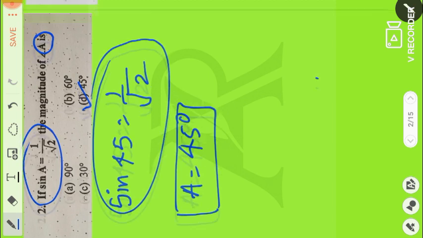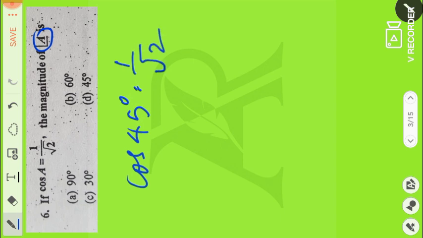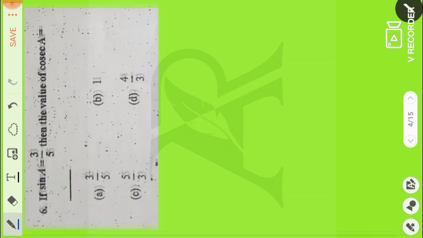Let us see the next question. If cos A equals 1 by root 2, the magnitude of angle A is. We need to find angle A. By the table, once you have memorized, you can directly write that cos 45 degree is equal to 1 by root 2. By comparing cos A equals 1 by root 2 and cos 45 degree equals 1 by root 2, you can easily say that angle A should be equal to 45 degree. Therefore, option D is the correct answer.